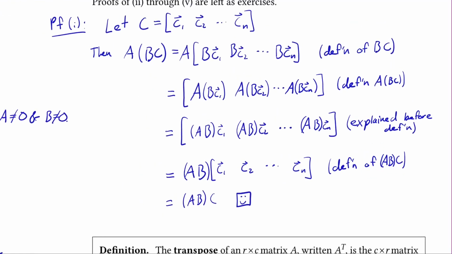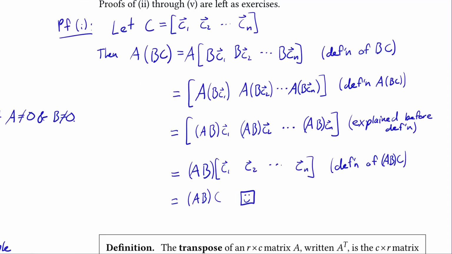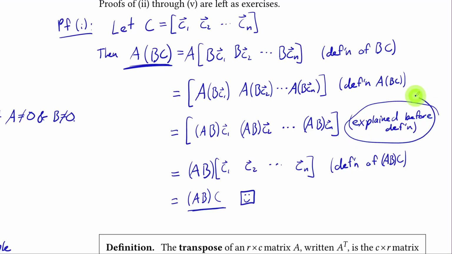So yeah, this associative property works because it works for each of the columns of C, which is what we made up this definition to do.